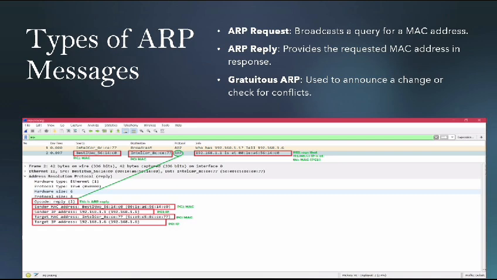We have types of ARP messages. There are three main types of ARP messages. First, the ARP request, which is a broadcast message asking for the MAC address of a particular IP. Second, the ARP reply, where the device that owns the requested IP address responds with its MAC address. Lastly, there is gratuitous ARP, which is sent by a device to announce changes to its own IP or MAC address or to check for IP conflicts on the network.